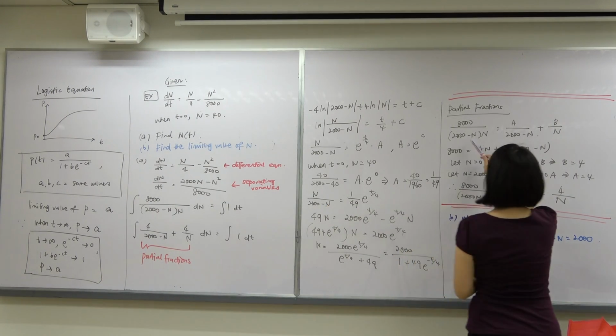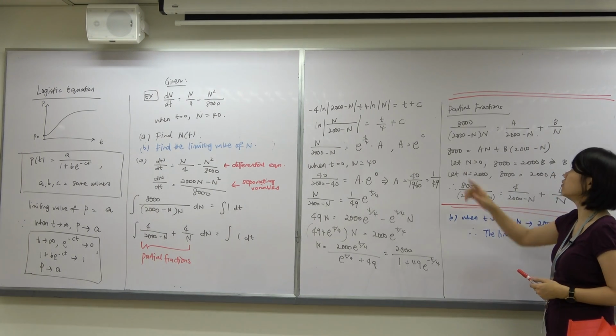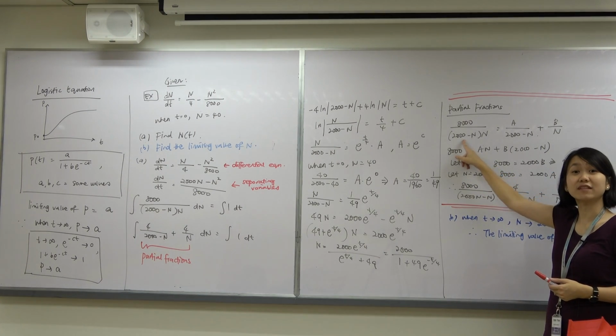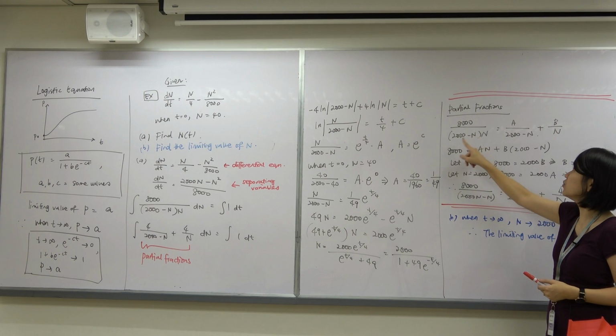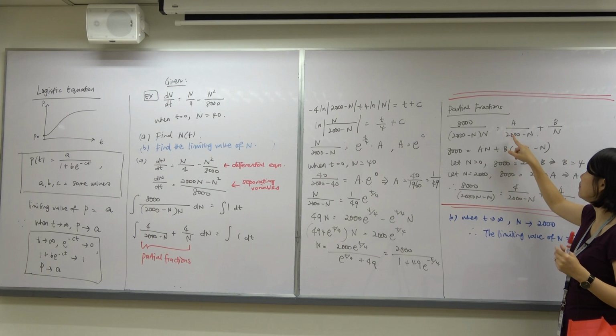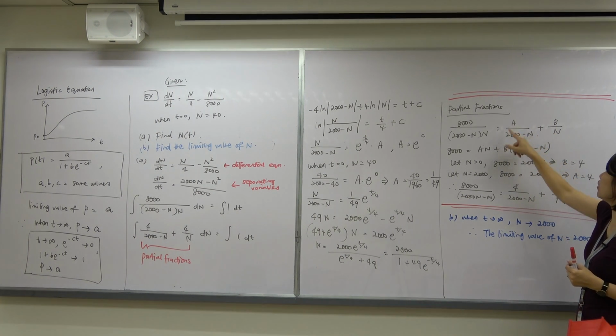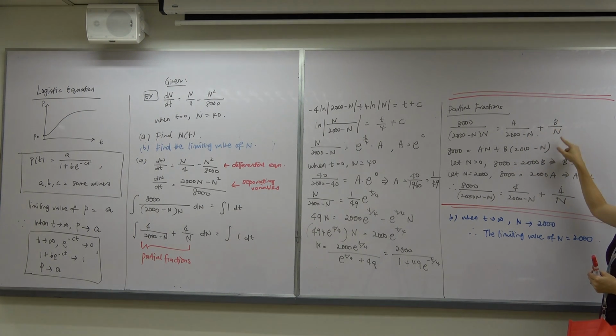When you look at it, the first thing you do before you can find partial fractions would be to factorize your denominator completely. If I factorize it completely, I'm going to see two linear factors, one being 2000 minus N and another being N. So it is A over 2000 minus N plus B over N.